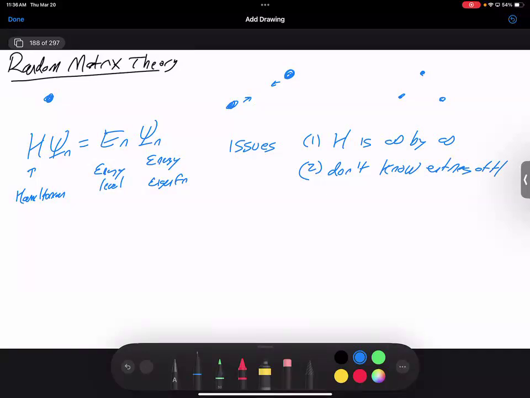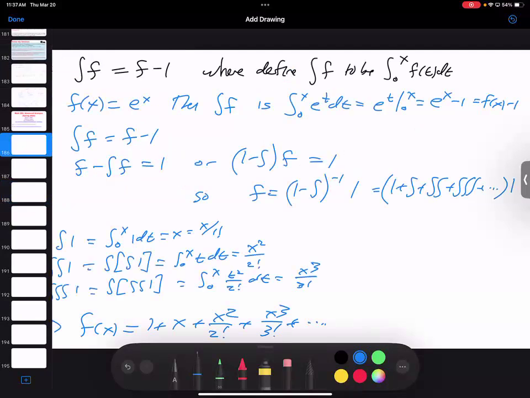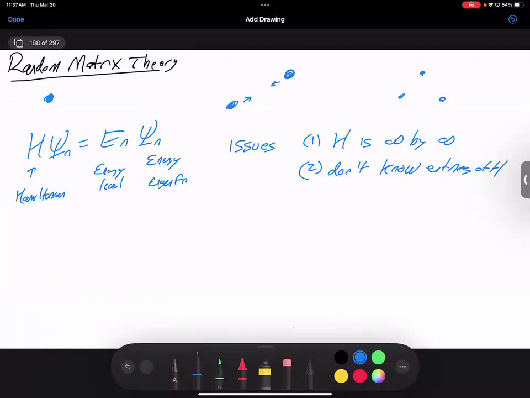So I want to diagonalize an infinite by infinite matrix where I don't know any of the entries. Good luck. Not happening. I have more of a chance, I think, of making this argument rigorous. Okay? So Wigner's great insight was basically to say, screw that.